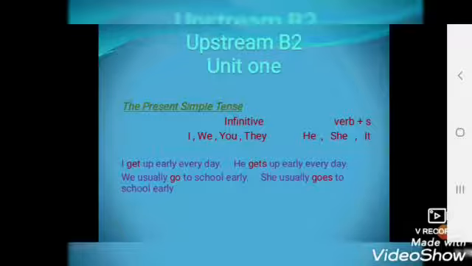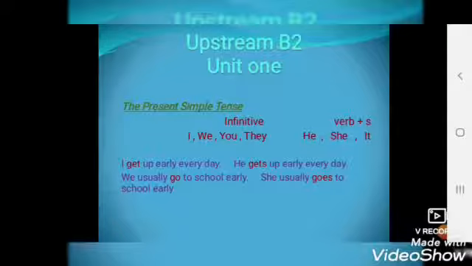Let's talk about Upstream B2, Unit 1. In this unit, we will have a look at present tenses, as you see, the present simple tense. Its form is infinitive or verb plus s. As you know, we use the infinitive with I, we, you, they, or any plural noun. And we use verb plus s with he, she, it, or any singular noun.